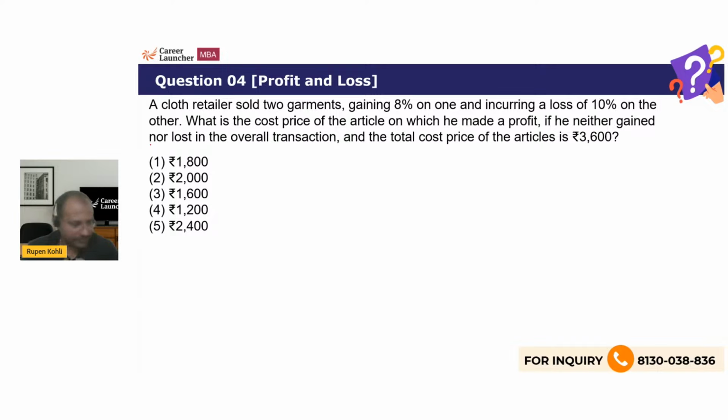So, profit and loss. What is the cost price of the article on which he made a profit if he neither gained nor lost in the overall transaction, and the total cost price of the articles is 3600?